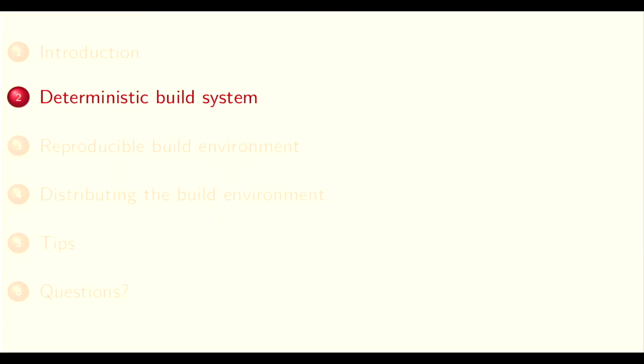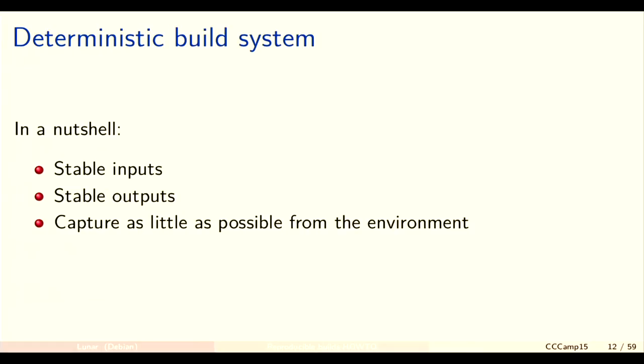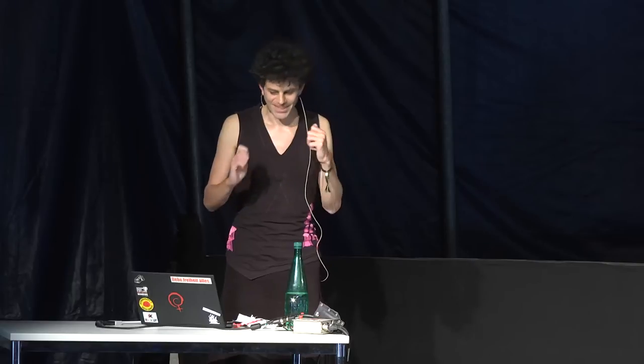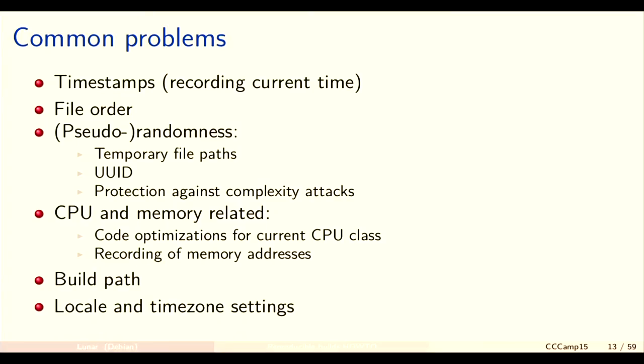How do we get a build system to always build the same thing? In a nutshell, you want stable inputs, always the same source. You want stable outputs, always the same results for the same source. And you want the build to capture as little as possible from the environment. If it sounds like common sense, well, we discovered that it's actually not that great in the real world. With the work we've been doing in Debian, on 22,000 source packages that we looked at, we've seen that these assumptions do not hold for the software we build.